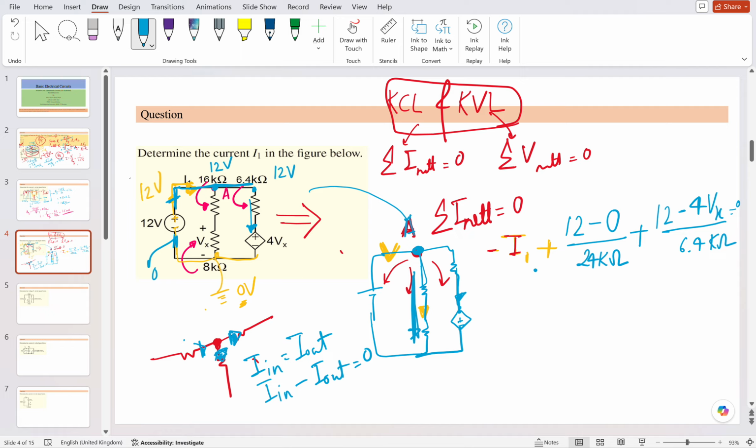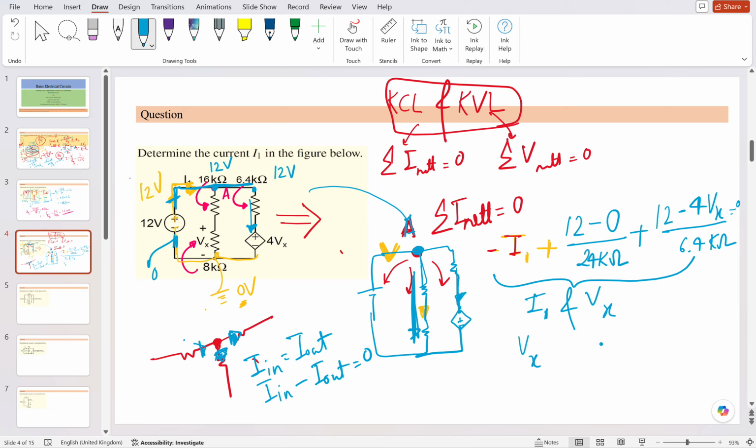Okay, so here, if you see the equation, there are two variables. What are the variables? I1 and Vx. It means that you need a second equation also to solve for the two variables. Let's see what other thing we can see here. Here the Vx value is given.